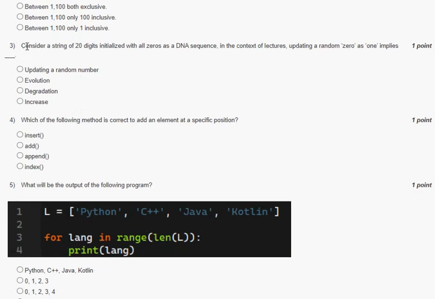And third question: consider a string of 20 digits initialized with all zeros as a DNA sequence. In the context of the lectures, updating a random zero to 1 implies... The answer for the third question is option B, evolution.